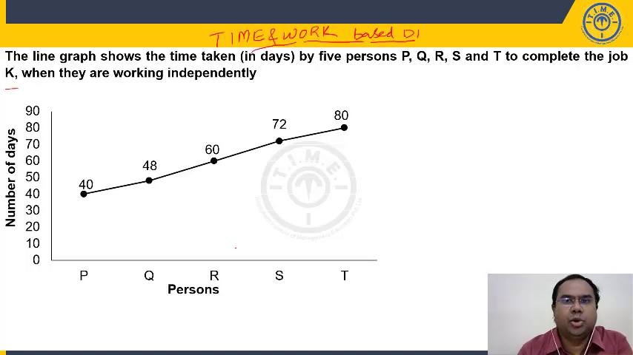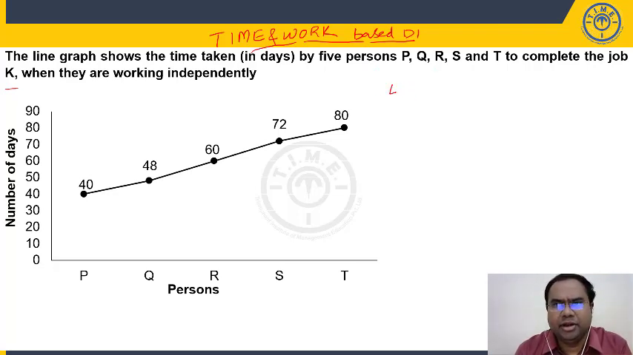Now, how to solve this question? This question we generally solve using the efficiency method, or LCM method. What is efficiency? Work done in 1 day or 1 hour is known as efficiency. So we try to solve this question using the efficiency method or LCM method.